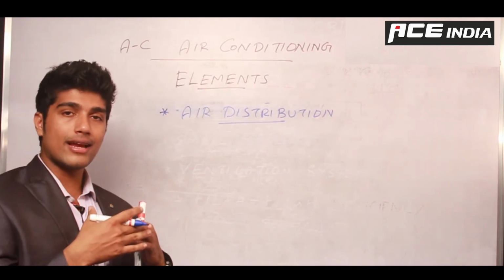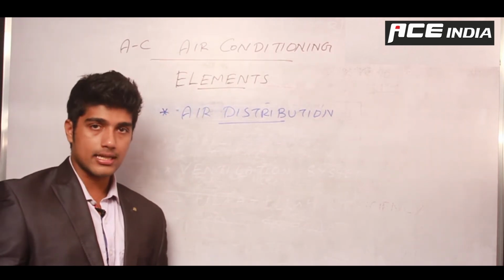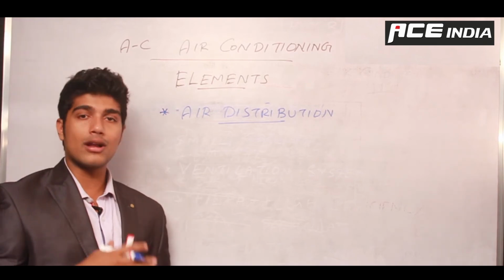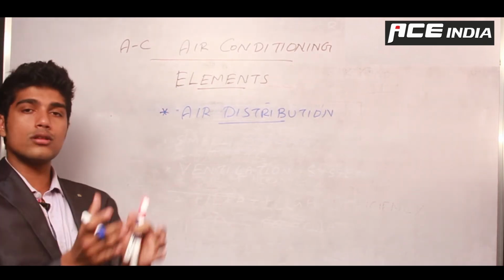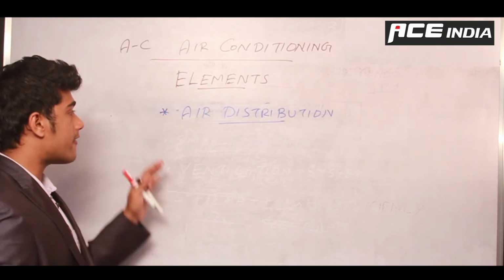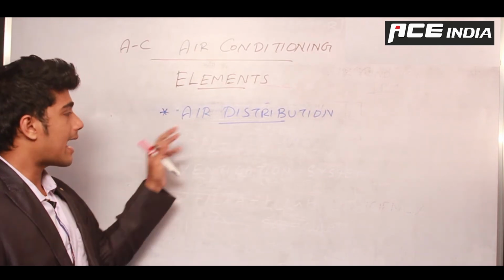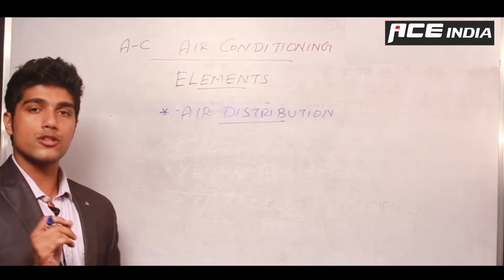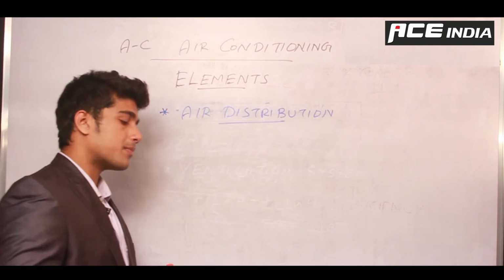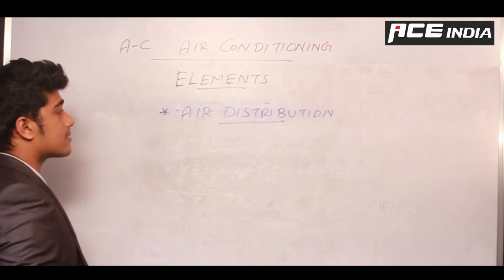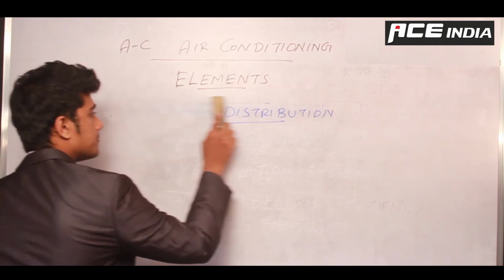That means I should be feeling equal cooling, equal humidity control or equal odor control, and everything should be the same when I sit in one corner of the room or in the other corner of the room. That means I have a properly distributed air conditioning system inside the room. So for this, I need to make sure of a properly air distributed system. This is the next element that we have to control.